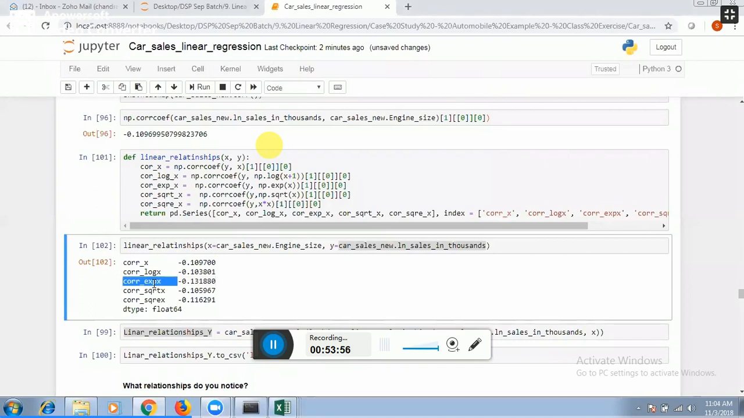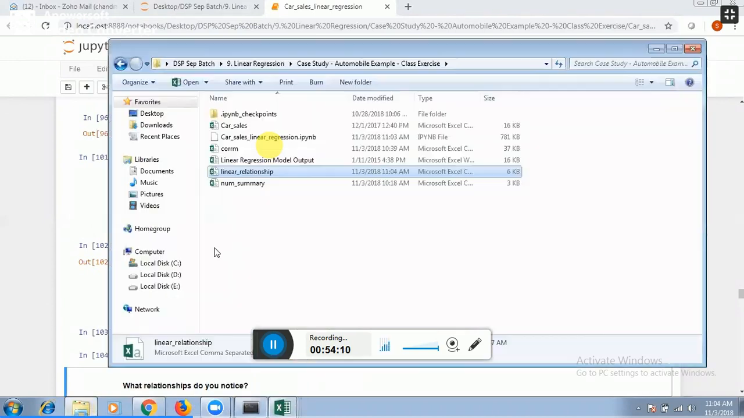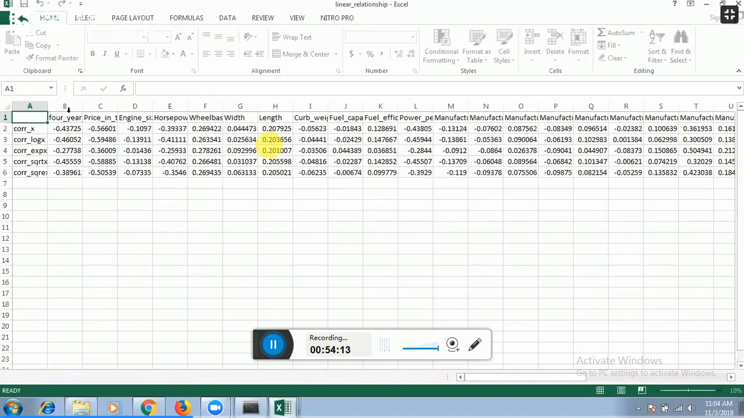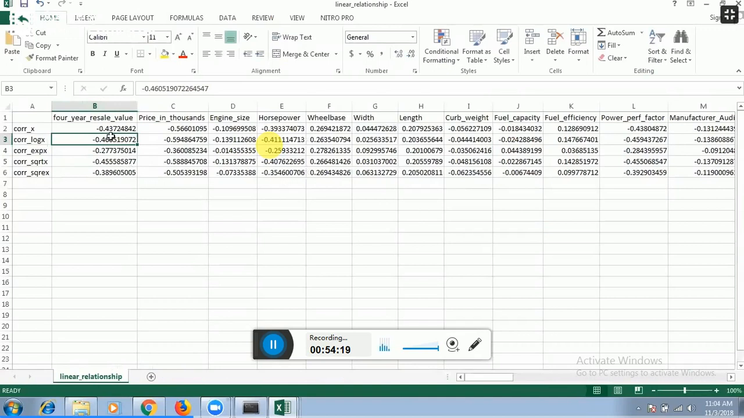Correct. So now here y is my log sales in thousands. If I look at this one, what are my best relationships you can identify? Now you can see, what are the variables you can think about? And in this case, which one is best? You can say this is my best relationship in this case, this is my best relationship. For this also you are getting this as the best relationship. And what about this one? Even in this case, this is giving you the best. And out of this one, this is giving you the best.